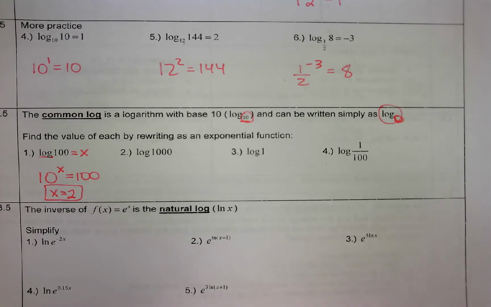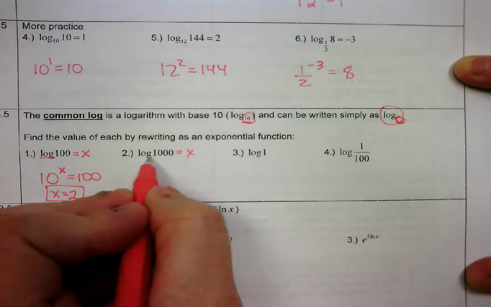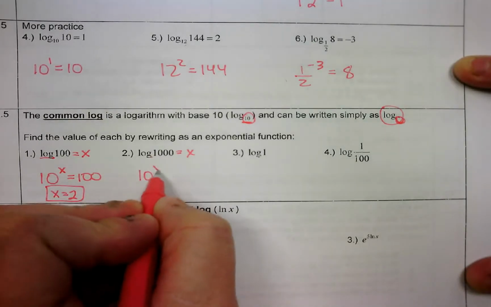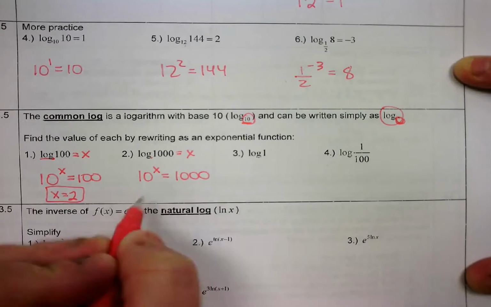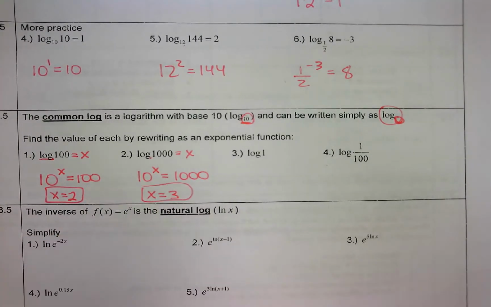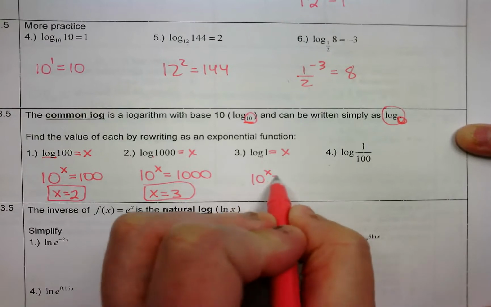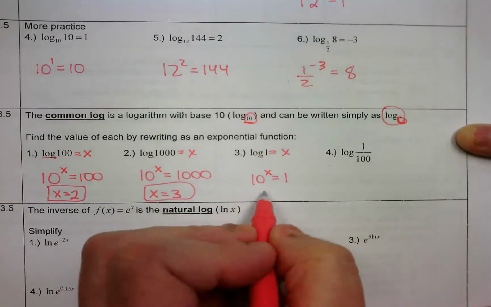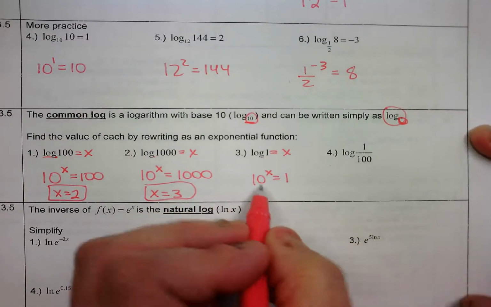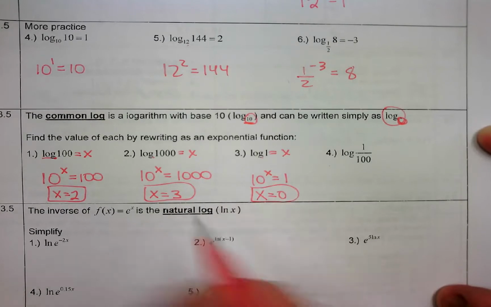All right, so x, okay, so there's a log, there's no base, 10 to the x equals 1,000, means x has to equal 3. Same thing here, equals x, so 10 to the x equals 1. Okay, so that means I'm going to have a 0. Okay, x has to equal 0. Anything to the 0 power equals 1.